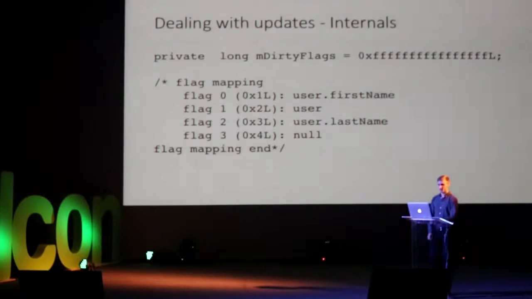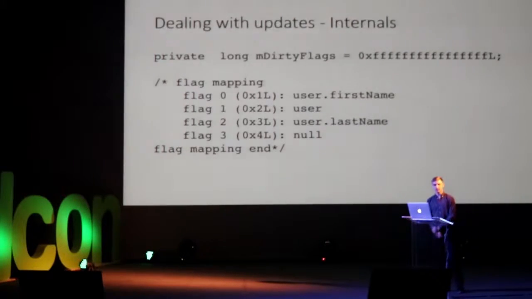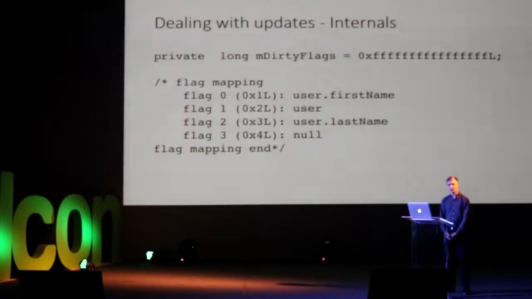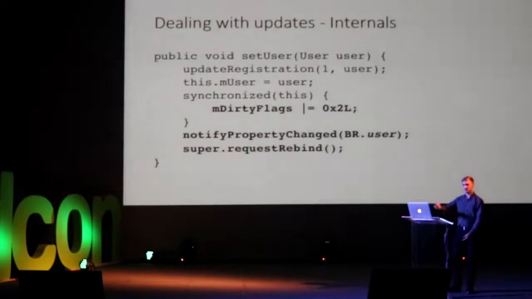So I just quickly, it's not necessary to know how this works internally, but I think it's interesting to take a quick look because it's quite cool. Internally, in the code that gets generated, there is a long that contains dirty flags. There's also a comment with the mapping so that you know which flag is which. And when you change the user object, for example, it will call update registration, change the actual user, and then set the flag to dirty. Then it will do notify property changed, and it will call request rebind.